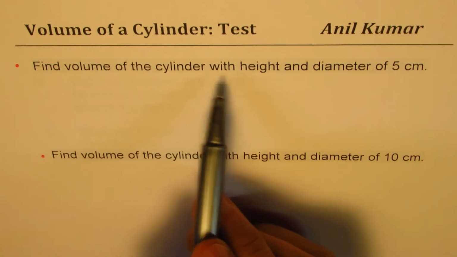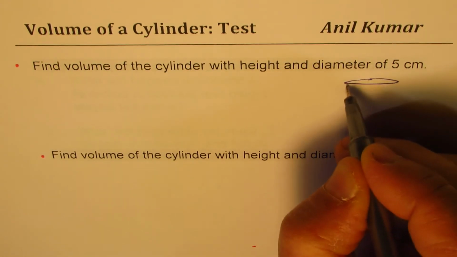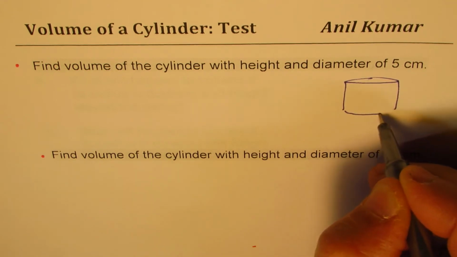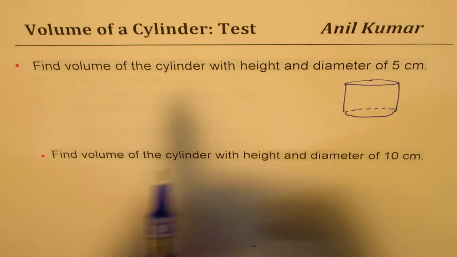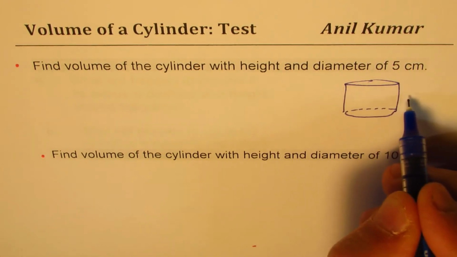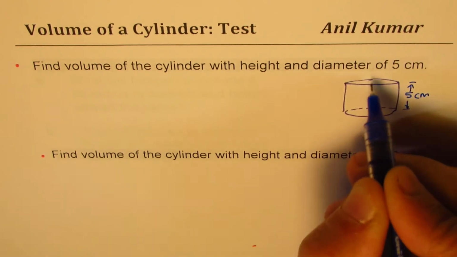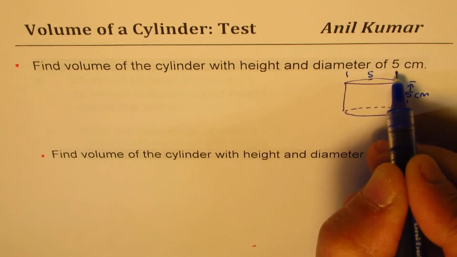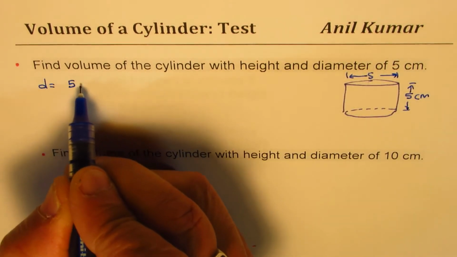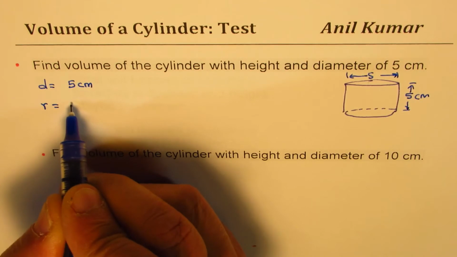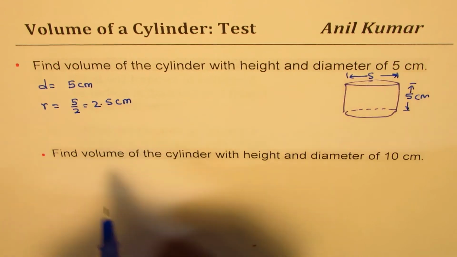Find volume of a cylinder with height and diameter of 5 centimeters. So we have a cylinder here. We are given that the height and the diameter both are 5. So this is 5 centimeters, and this is also 5 centimeters. Diameter means all this, so diameter is equal to 5 centimeters. What should be the radius? Radius is half of 5, which is 2.5 centimeters, correct?